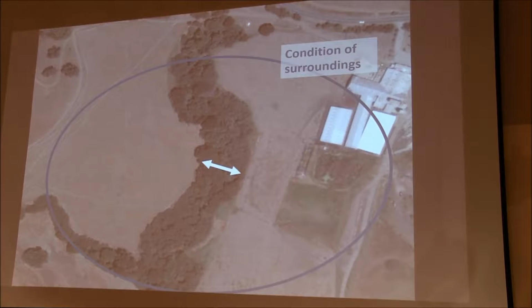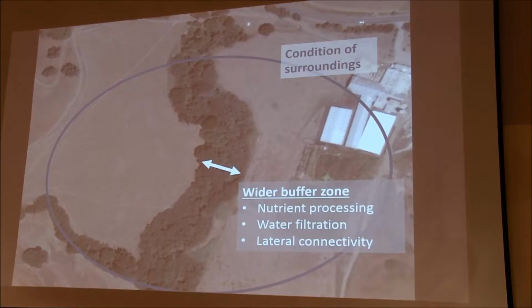So that's things like the width of the restoration, which has been quite thoroughly studied. And people have found that wider buffer zones, which in many cases is set at greater than 30 meters of width, have the potential to provide benefits like nutrient processing and water filtration. And they also provide important lateral connectivity from the stream channel to the banks and the surroundings.